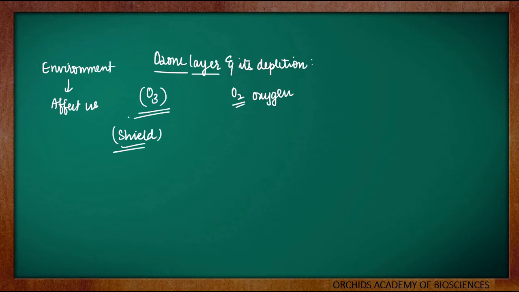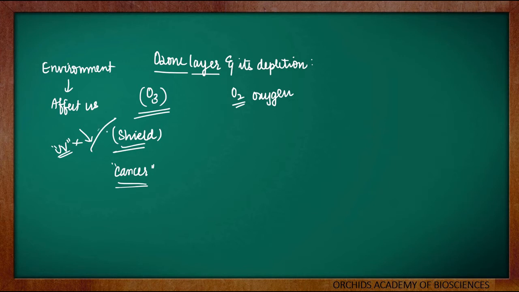But if it is present among us, it is going to act as a deadly poison for us. We will not be able to survive. But at the higher levels of the atmosphere, it is going to act as a shield for the earth. How is it going to act as a shield? This ozone will block the entry of ultraviolet rays. Now, why is it blocking the ultraviolet rays? Is it going to affect us? Yes, it is going to affect us. The ultraviolet rays are known to cause skin cancer in human beings. So if ozone is present at these higher levels of the atmosphere, it will be blocking the entry of UV rays.